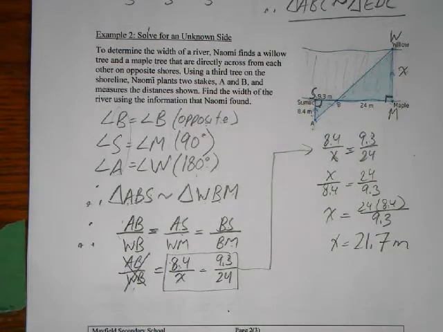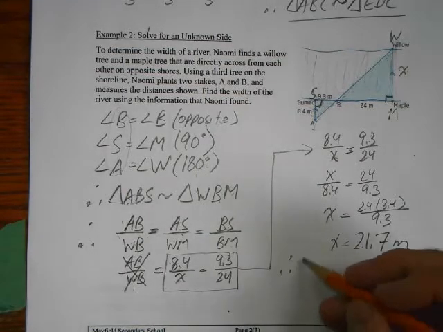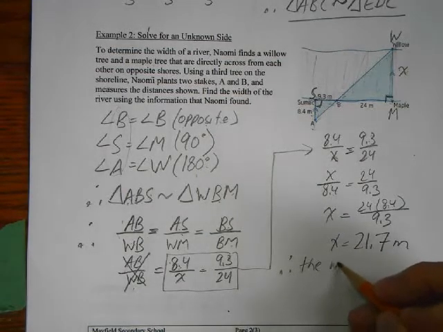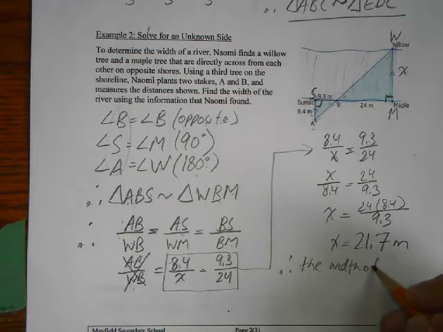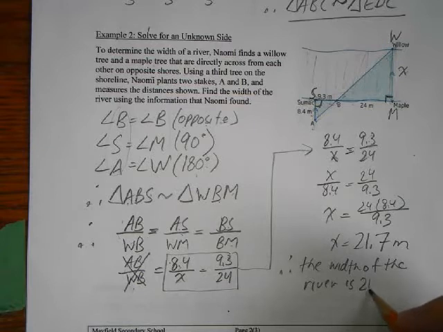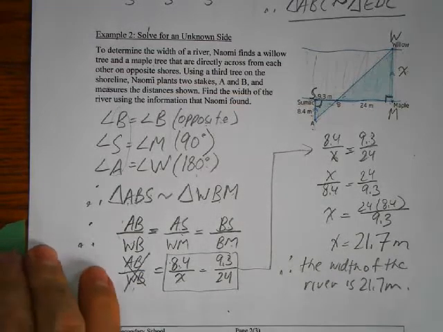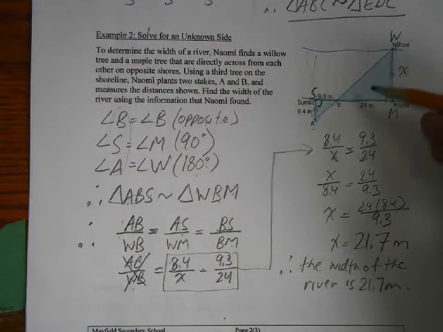So that allows us to conclude that the width of the river is 21.7 meters. Okay, and that's pretty cool that you could actually figure out the length of something without actually being able to get to the other end.